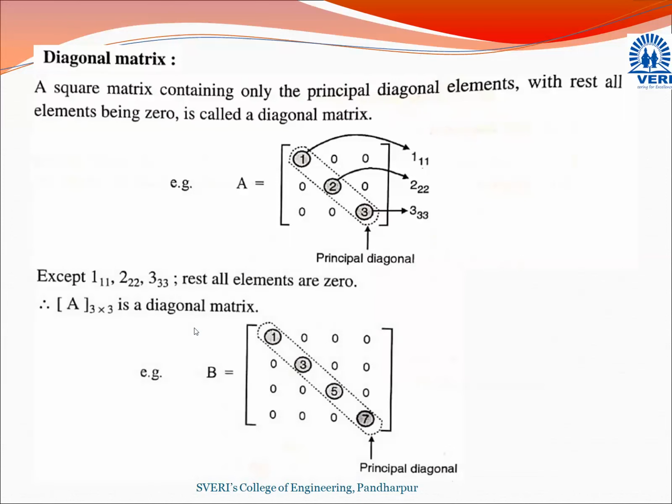Now we are going for the diagonal matrix. A square matrix containing only the principal diagonal elements, with all the rest of the elements being 0, is called a diagonal matrix. Means there are only principal diagonal elements in that given matrix. In the upper triangular part, all elements are 0, and in the lower triangular part, all elements are also 0. Such type of matrix is called a diagonal matrix.